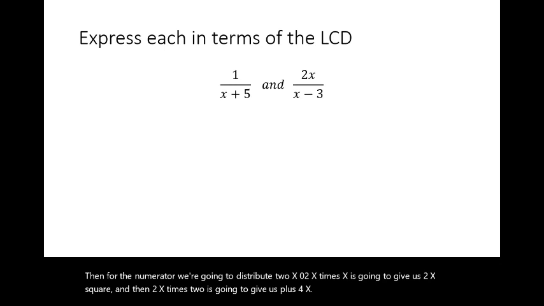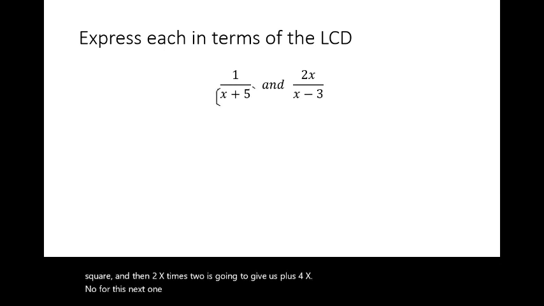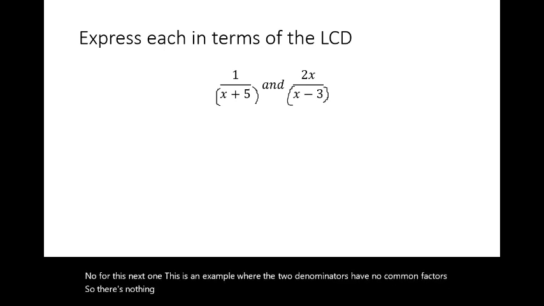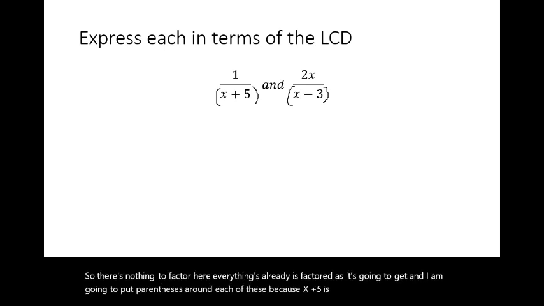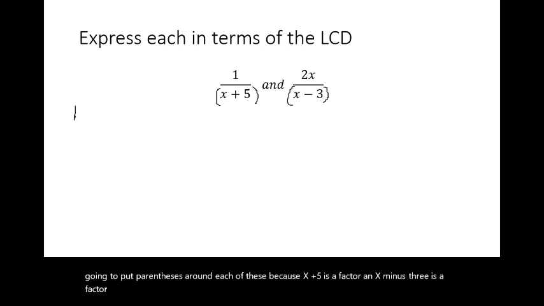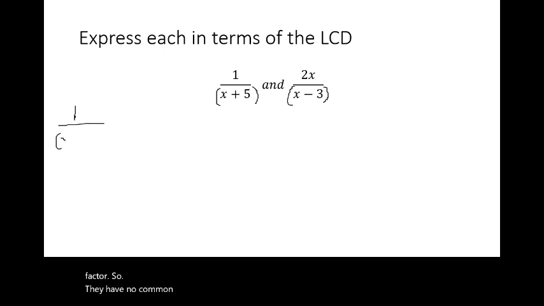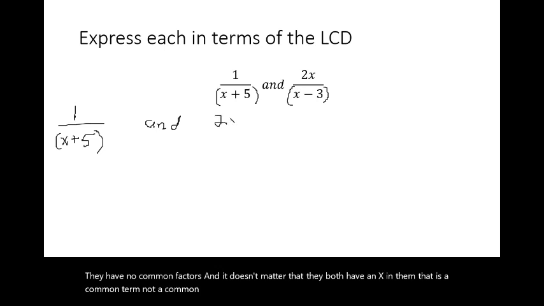Now for this next one, this is an example where the two denominators have no common factors. So there's nothing to factor here. Everything's already as factored as it's going to get, and I am going to put parentheses around each of these because x plus 5 is a factor and x minus 3 is a factor. So they have no common factors, and it doesn't matter that they both have an x in them. That is a common term, not a common factor. Common terms do not count. They have no common factors.